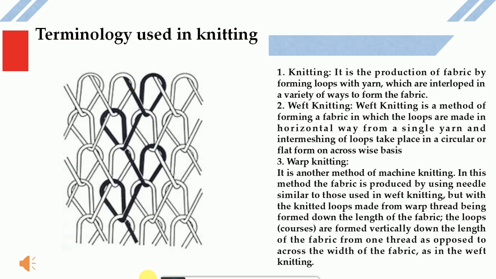In this method, the fabric is produced by using needles similar to those used in weft knitting, but with the knitted loops made from warp thread being formed down the length of the fabric. The loops, courses, are formed vertically down the length of the fabric from one thread as opposed to across the width of the fabric, as in weft knitting.